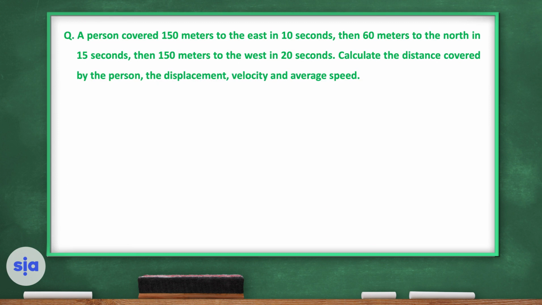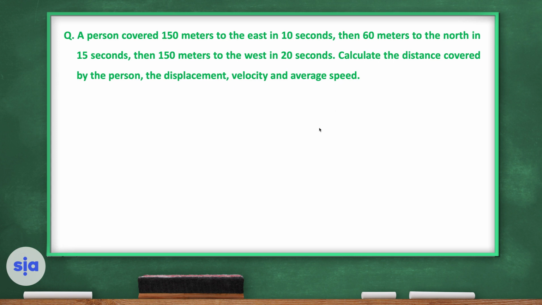Here is a question for you. A person covered 150 meters to the east in 10 seconds. If he's giving you the direction, then this is the velocity. Then 60 meters to the north in 15 seconds. Then 150 meters to the west in 20 seconds. Calculate the distance covered by the person, the displacement, velocity, and average speed.